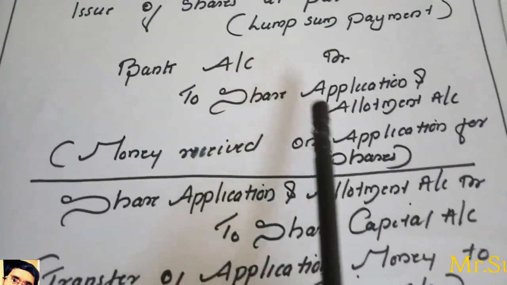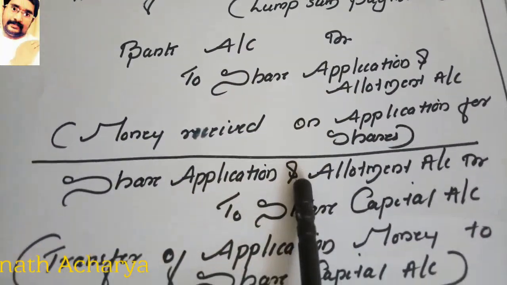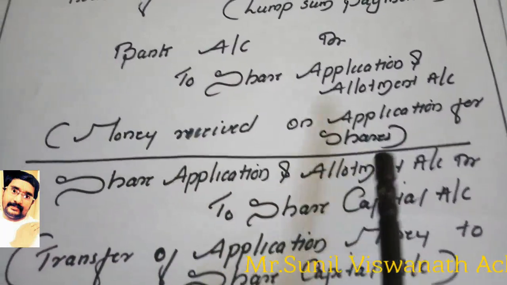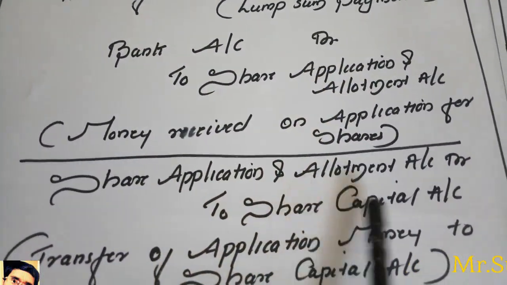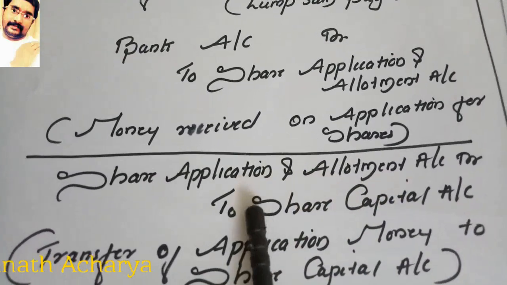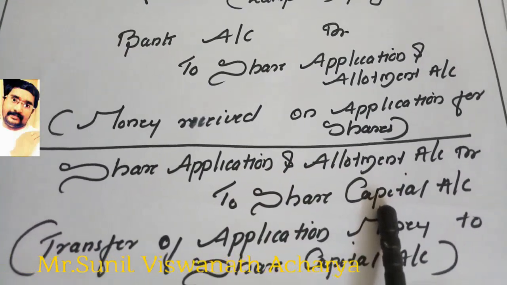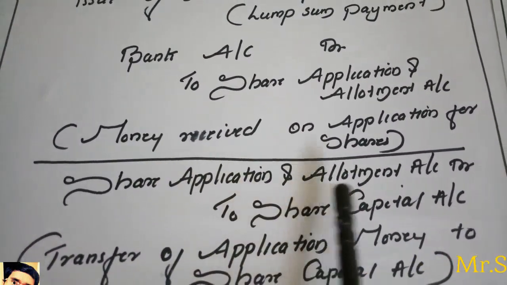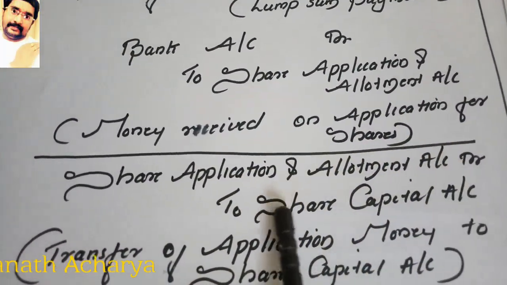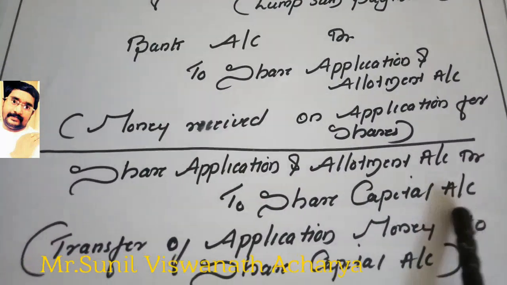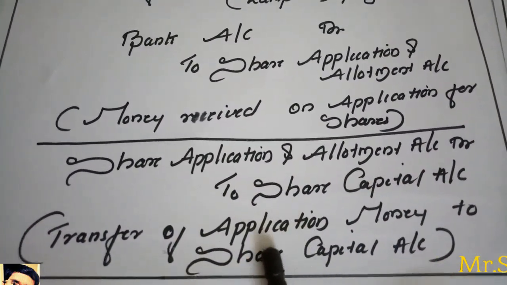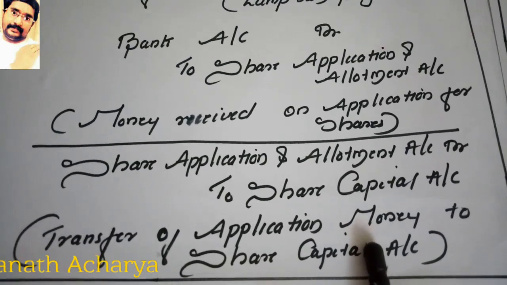At that time, the application money received we will transfer to share capital. At the time of allotting shares, this money will become part of the capital of the company. So at that time we will transfer to the account known as share capital. So share application and allotment account debtor to share capital account. Narration: transfer of application money to share capital account.